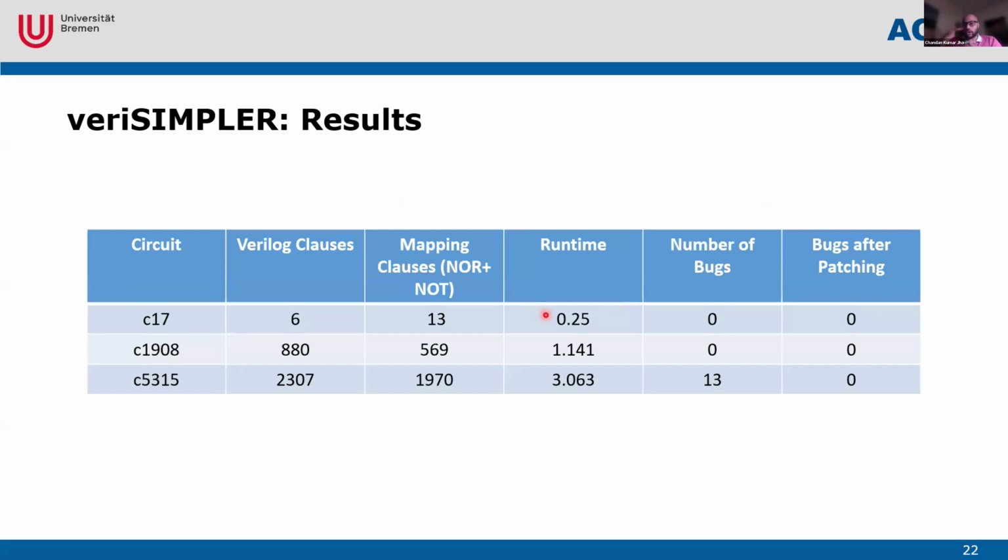We took a lot of benchmarks in our design. Here I am just presenting 3 of them, but we worked through a large set of benchmarks in our paper, which you can refer to. Here we can see, for example, for C17 or C1908, the count of clauses. For C17, we had 6 Verilog clauses, and NOR and NOT clauses are 13. The overall runtime of our tool was 0.25 seconds, and there were no bugs, so it did not require any patching.